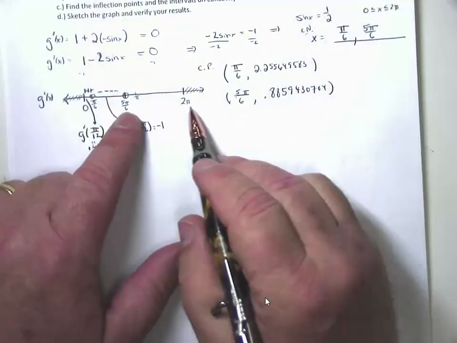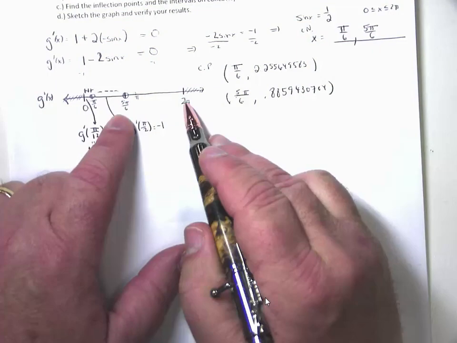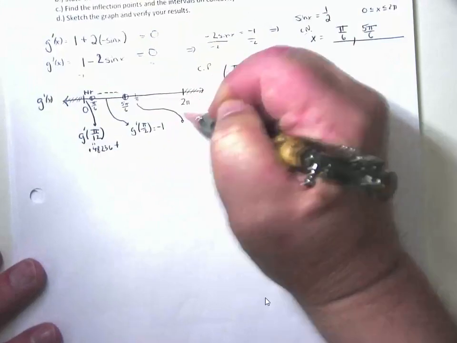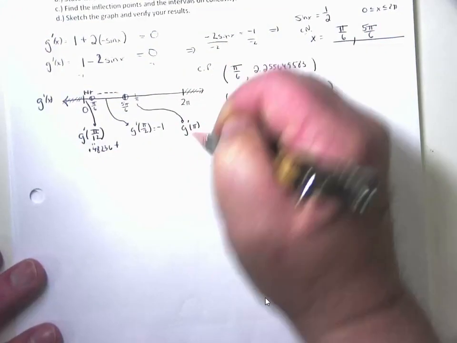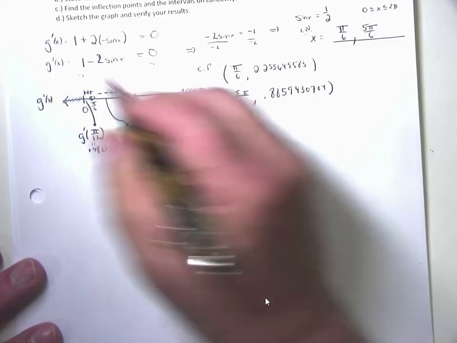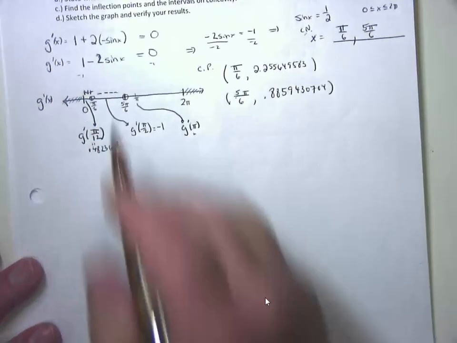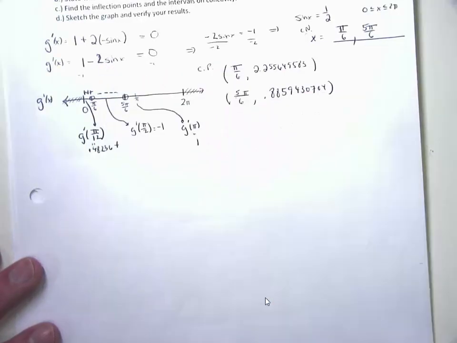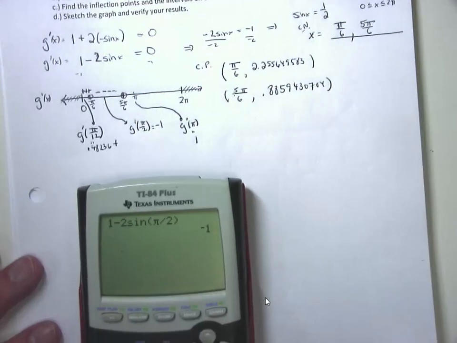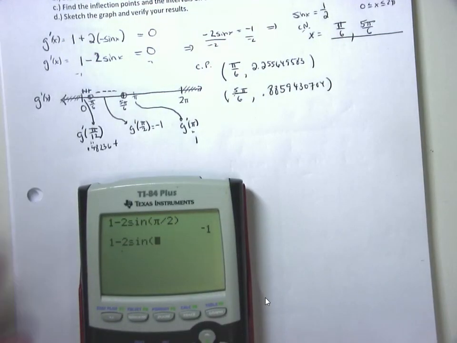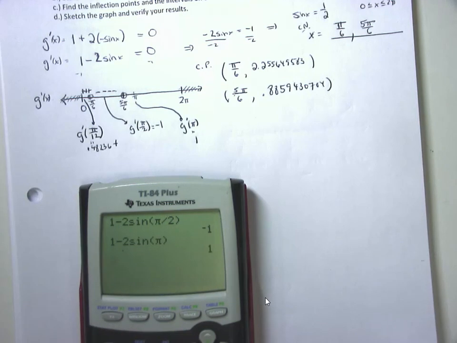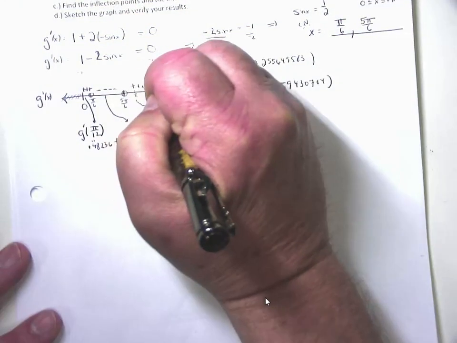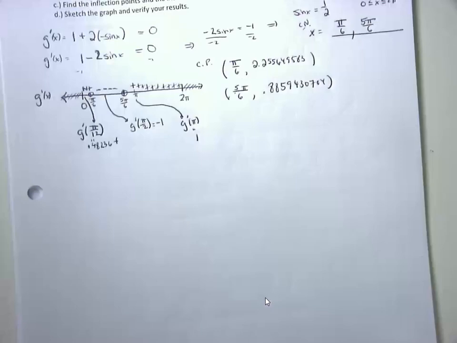Now over here, I have a very large interval between 5 pi over 6 all the way up to 2 pi. Pick any angle between the two. I'm going to choose pi because I've already put it on there. So g prime of pi is 1 minus 2 times the sine of pi. What's the sine of pi? 0. Times 2 is still 0. 1 minus 0 is 1. And for those people who don't believe me, fine. Here, 1 minus 2 sine of pi. It's still 1. There you go. Don't care what the number is, it's positive. So everybody in that interval is going to be positive.